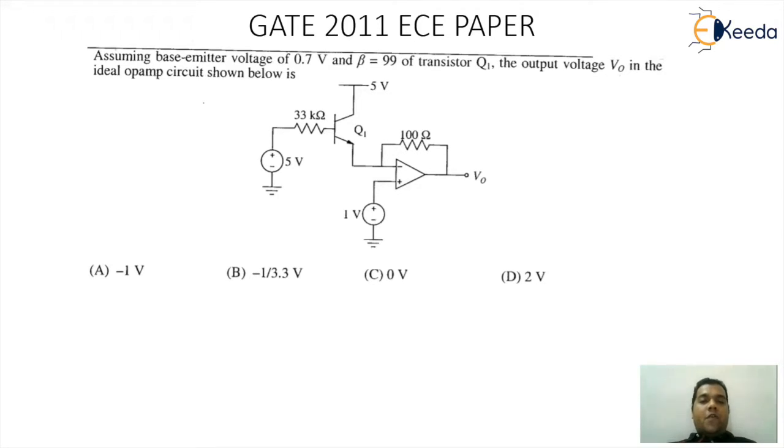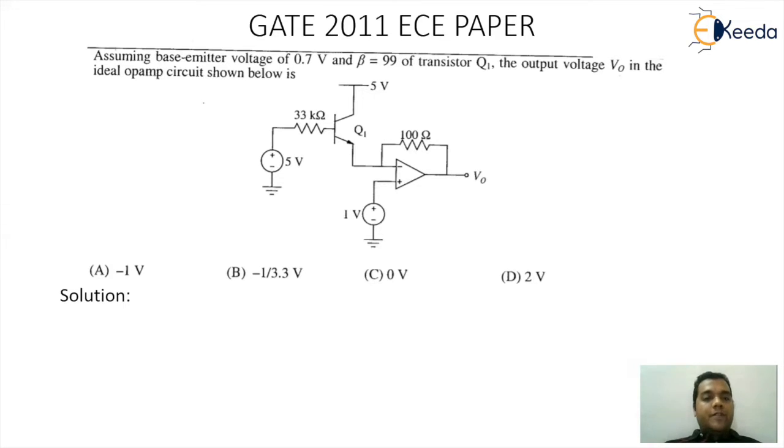For this, if you observe the circuitry carefully, you can see a transistor Q1. The collector is attached to 5 volt. There is a 33 kilo ohm resistor, and at the base we are giving a 5 volt supply. The non-inverting pin of the op-amp is at plus 1 volt. So now we have to go for a solution.